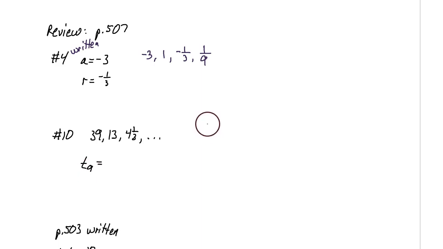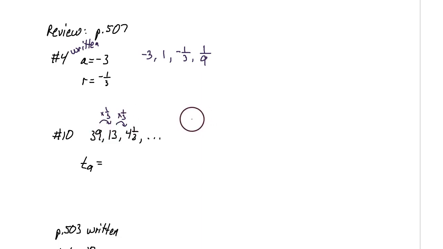To do that, let's use the general formula for this type of sequence. But which type is it? From here to here, you're timesing by 1/3. And from here to here, timesing by 1/3. When you multiply by a common number, that's a geometric sequence.